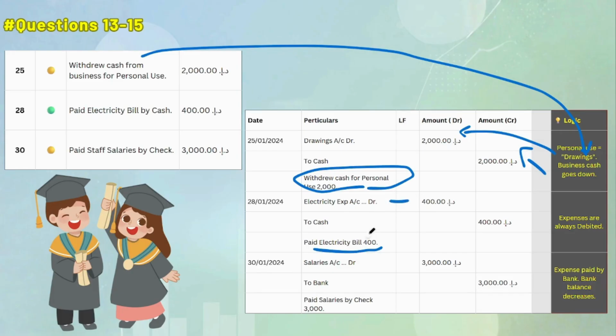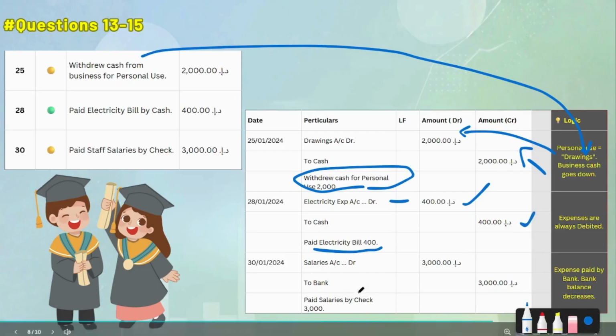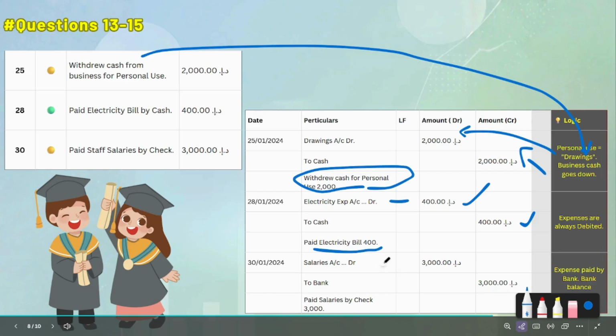On January 28th, we paid the electric bill with cash. Expenses are always debited. Debit electric, credit cash. And finally, on January 30th, we pay staff salaries by check. Debit salaries expense, credit bank.